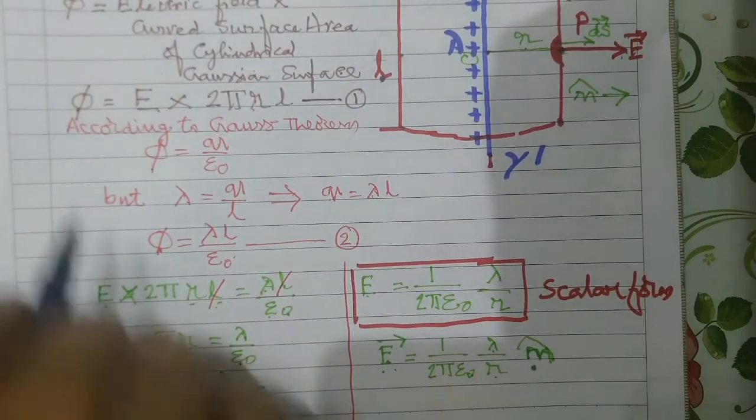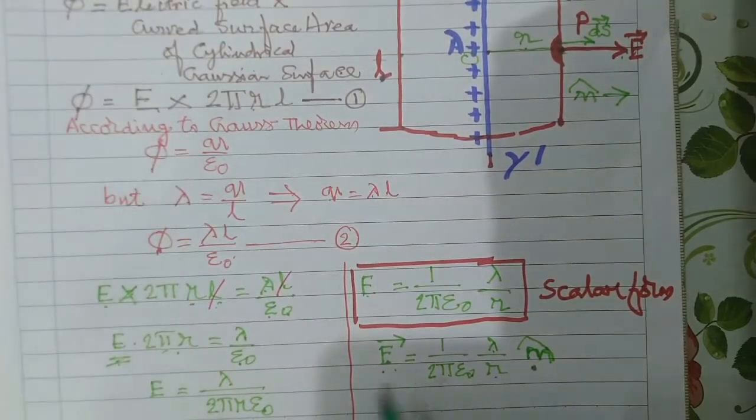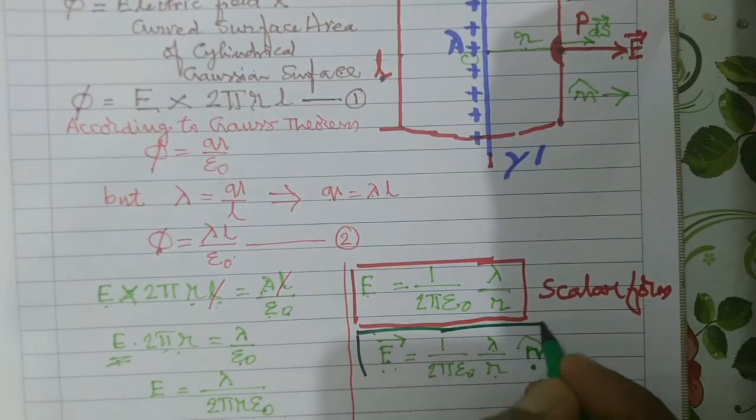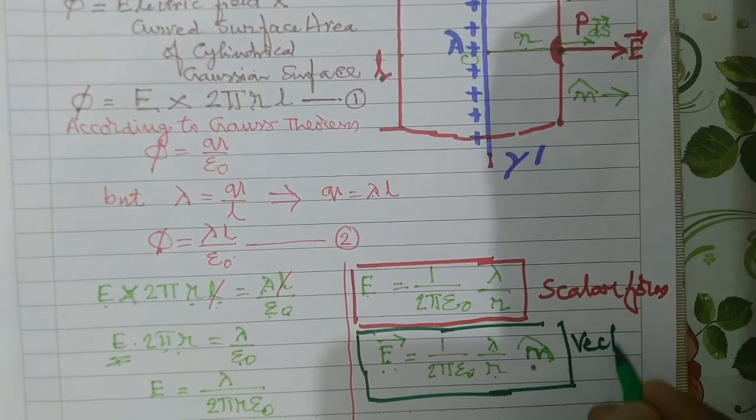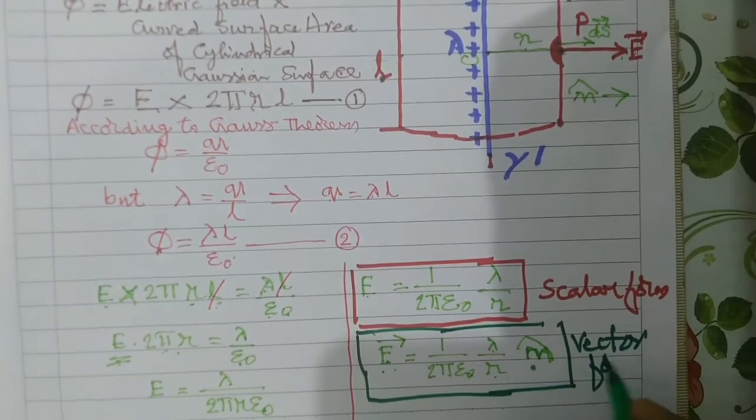Finally, this is a vector form. This is a scalar; the first, top one is the scalar form. This is the vector form. I think you have understood this.